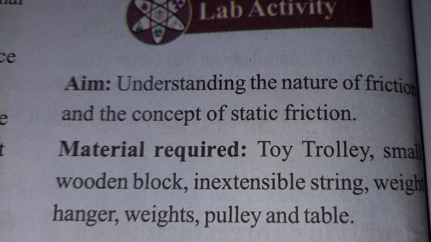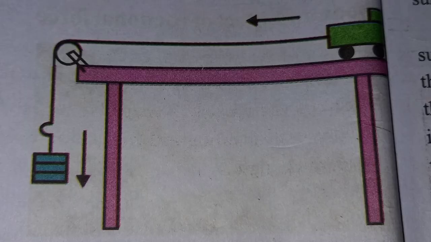Tie an inextensible string to the trolley and pass it over a pulley, and the other end of the string is fixed to a weight hanger. Take a small weight and keep it on the weight hanger and observe the changes in motion of the block and trolley.